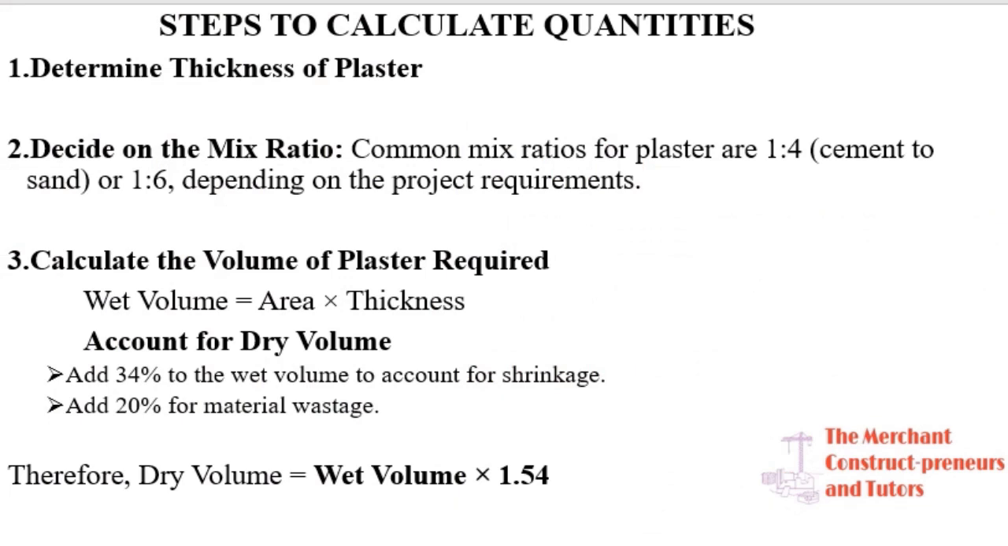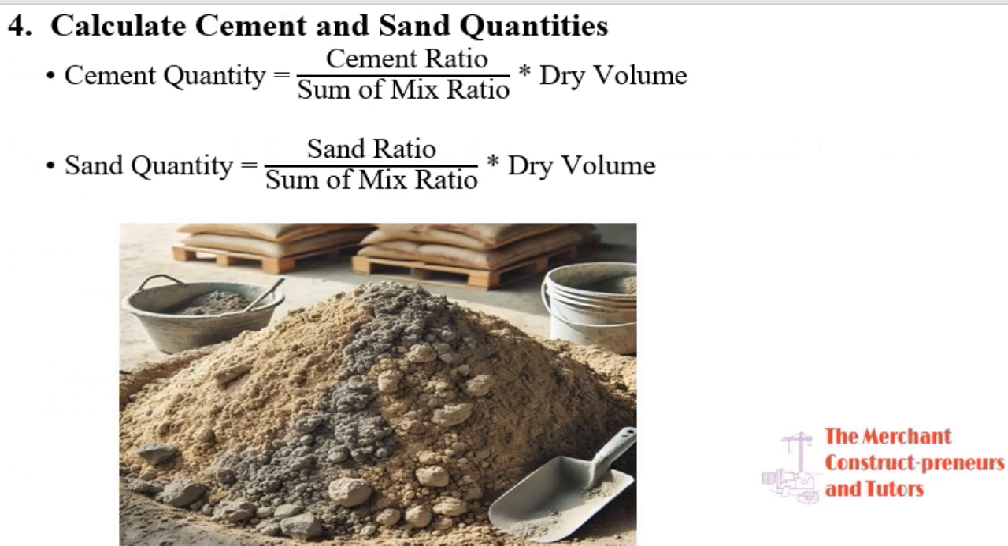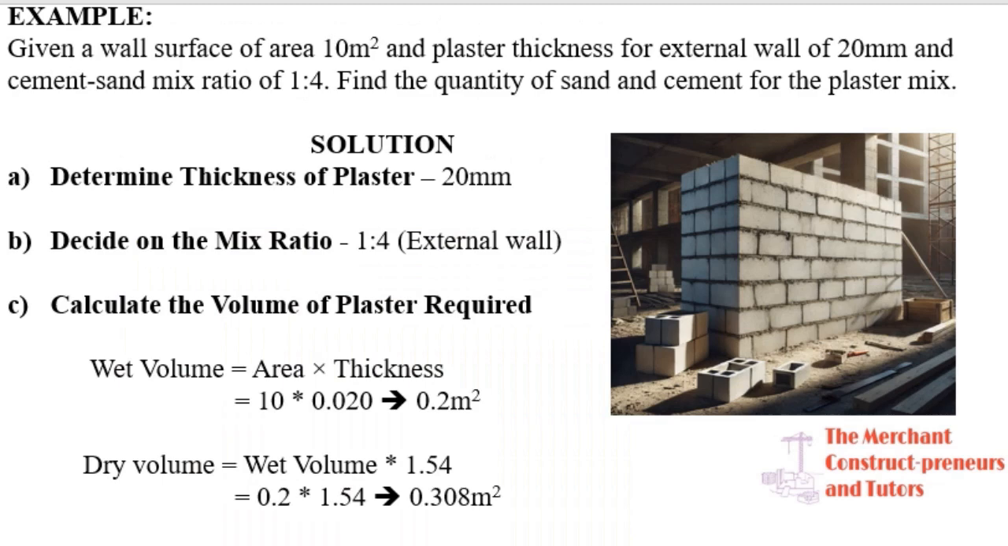Okay. So the next, let's calculate the volume of plaster required. The next one is to calculate the quantity of cement and sand. Now this is a mixture of cement and sand. So you use this formula: the cement ratio divided by the sum of the mix ratio, times the dry volume. Sand, the same thing: sand ratio divided by the sum of the mix ratio, multiplied by the dry volume. So with this information, you'll be able to estimate the quantity of sand and cement that is required, right?